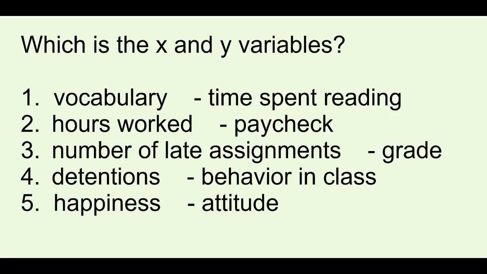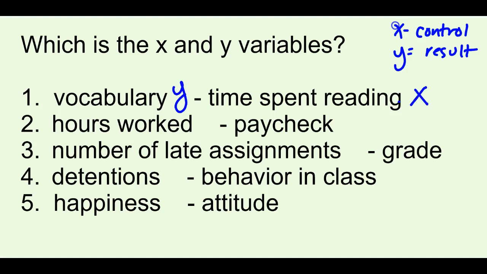Let's do a couple more examples. We'll do these ones together, the first 5. Which is the x and which is the y variable? So vocabulary and time spent reading. Remember, think of it this way. X is the thing in control, y is the result or the outcome. So vocabulary, how many words you know, would be the result of how much time you spend reading. This is the thing you can control.